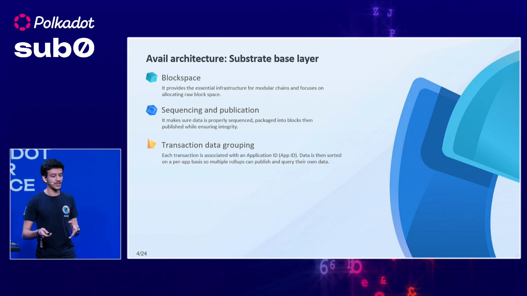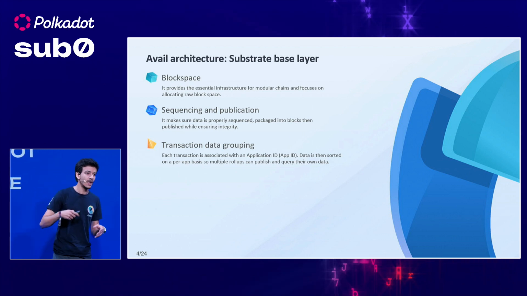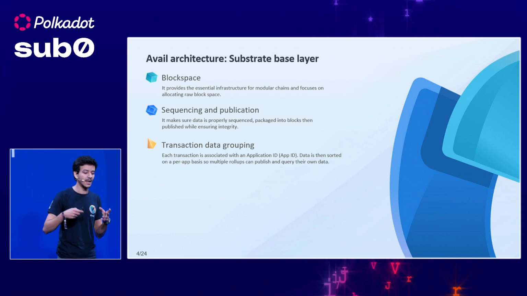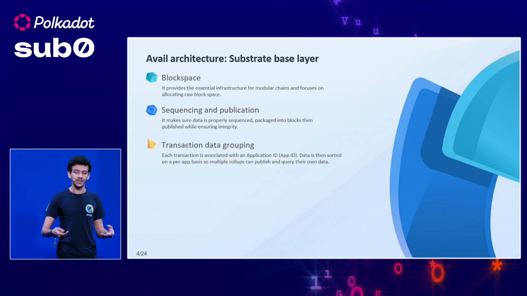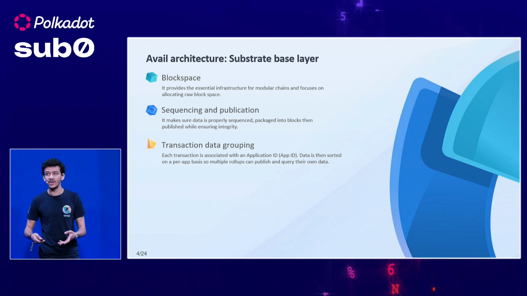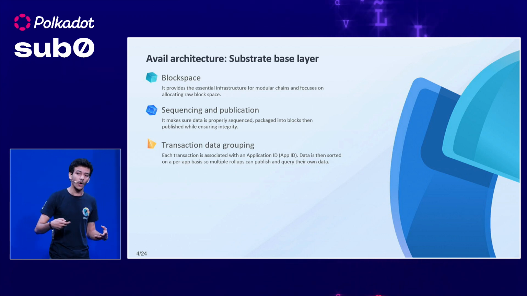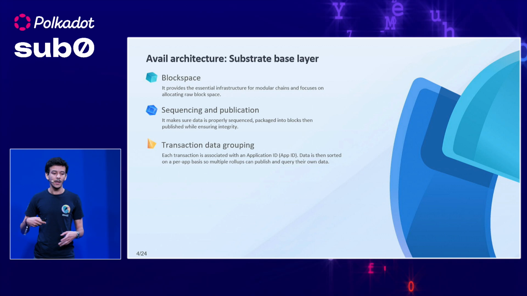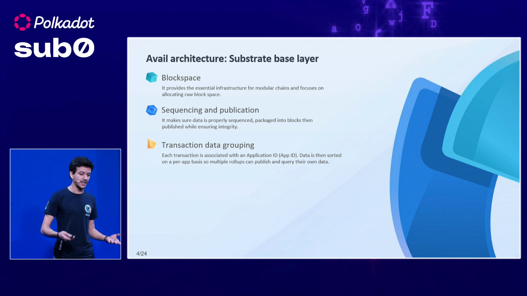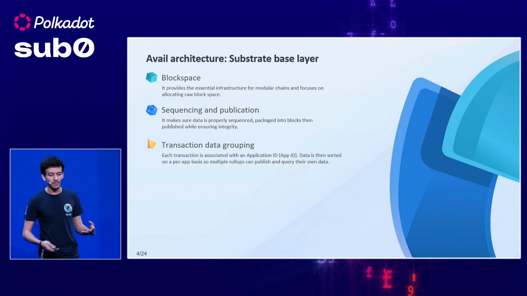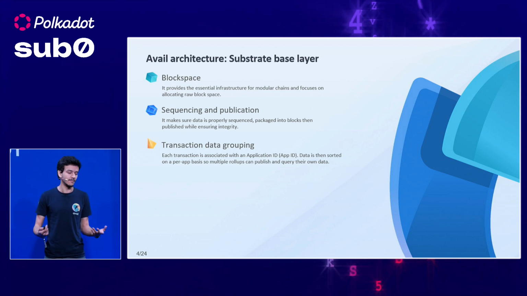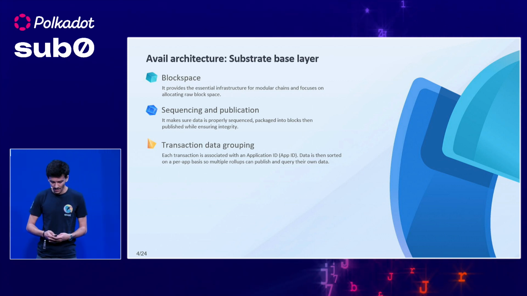Of course, for each transaction, we'll see some details later, but we use a sign extension. This sign extension will allow us to associate each transaction with an application ID. This application ID will then later be used to sort all the transactions. We will see how it is used later. But each rollup, each app chain, each application will be able to query and publish their own data.